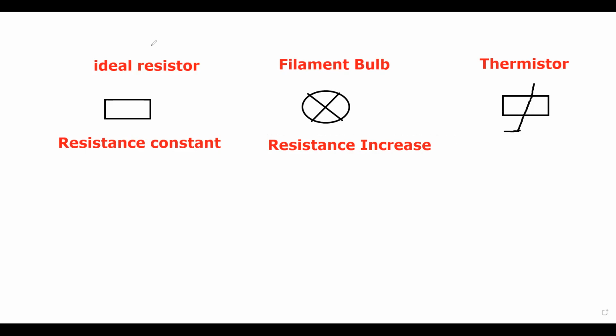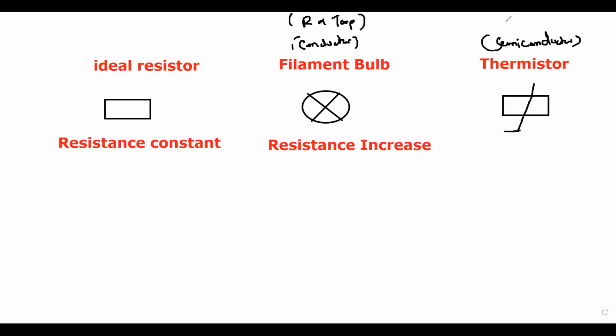This is just a case, like theory is there. Practically we don't have ideal resistor. Filament bulb, which is made up of conductor, and thermistor is actually a semiconductor. And we discussed the relation between the temperature and resistance for the conductor. Resistance and temperature are directly proportional to each other. If the temperature of a conductor increases, the resistance will also increase.